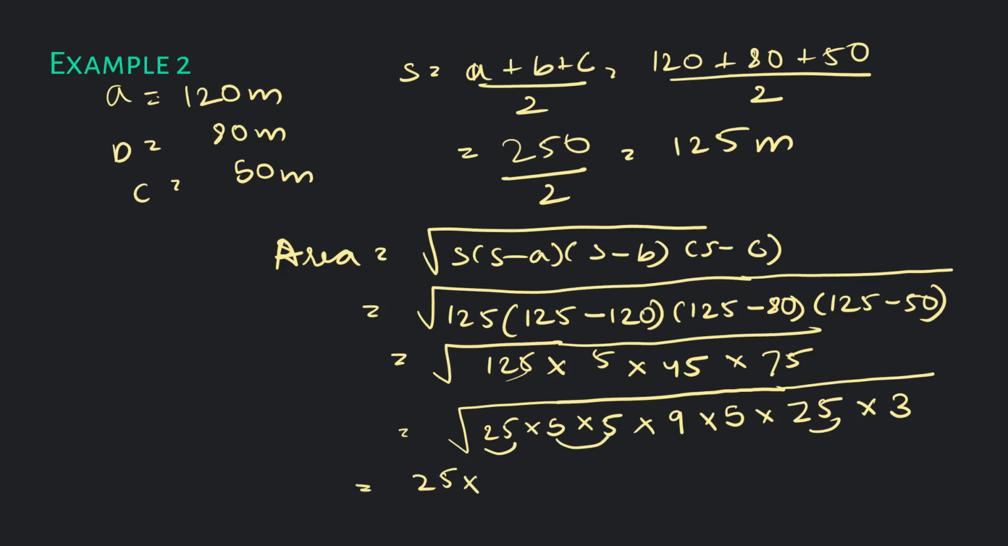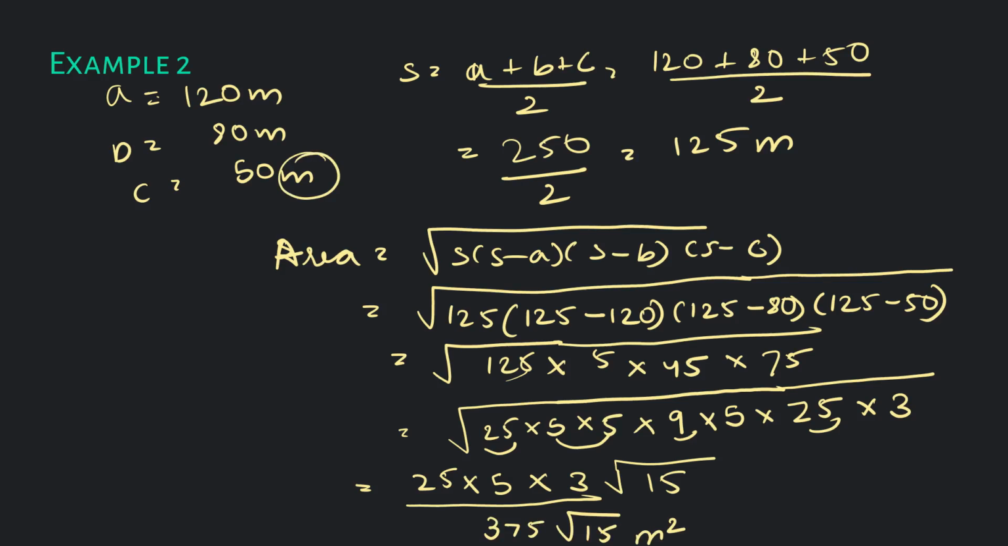So let us take out 25, which is 5. Then let us take out 5. Then let us take out 9, whose square root is 3. And all that we have left inside the under root is 5 into 3, which is 15. So let us multiply this. Once we multiply this, we get 375 under root 15 meter square, because length is given in meters.